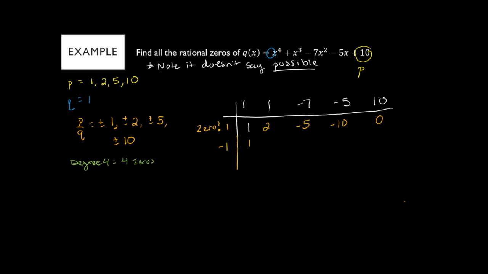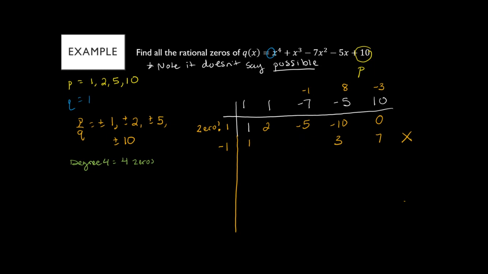And so I just make a new row. -1 times 1 is -1. -1 minus 7, -8. -1 times -8 is 8. 8 minus 5 is 3. -1 times 3 is -3. -3 plus 10 is 7. So I can see that this one is not a 0.